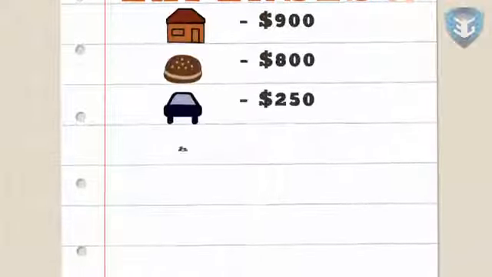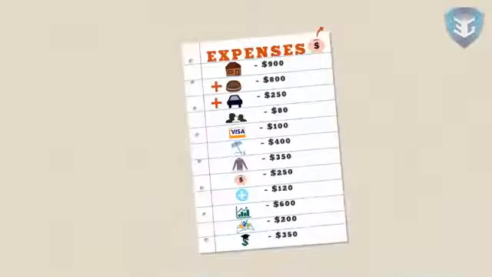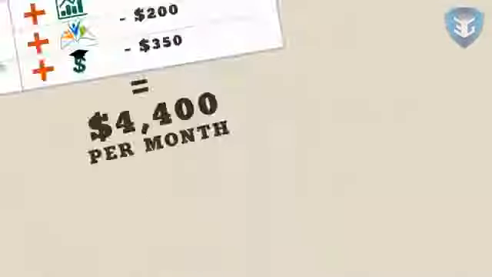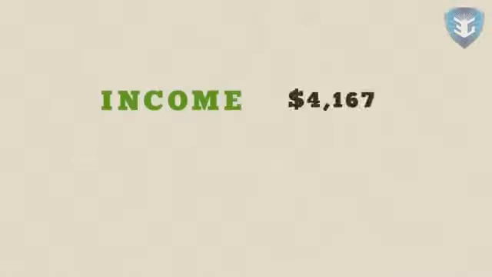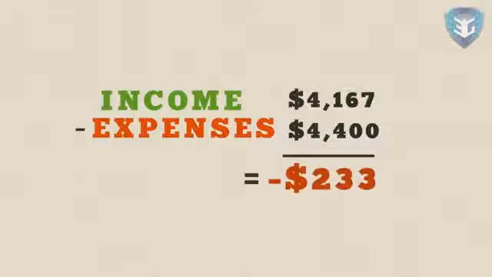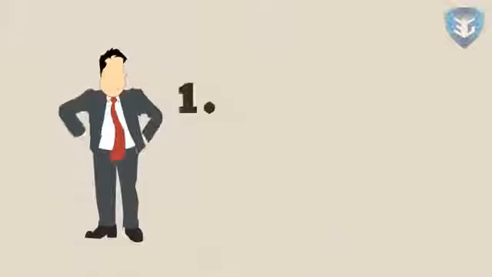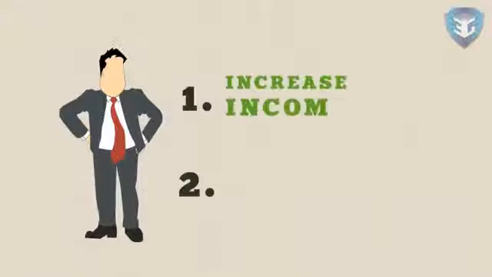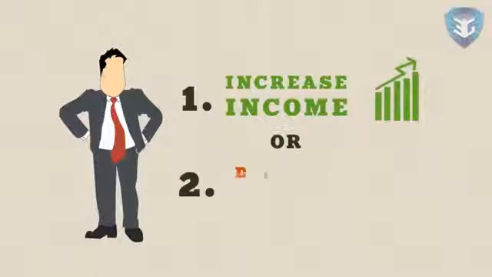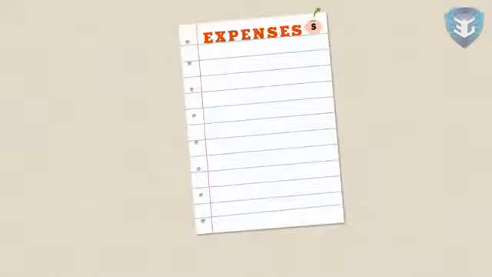Next, we'll enter some common expenses. If we add these up, we have a total of $4,400. We make $4,167 per month, and spend $4,400 per month, meaning we're spending $233 more than we make. This is crazy. We're broke. There are two ways to fix this problem. Either increase your income or decrease your expenses. Let's take a look at our expenses first.